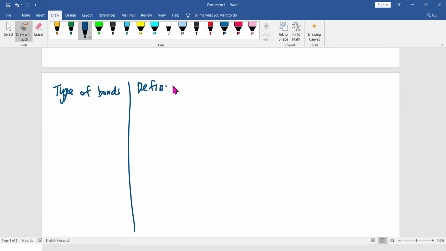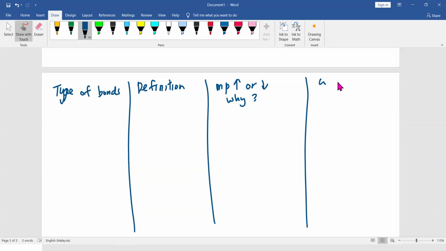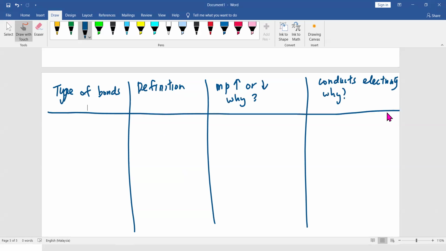definition, melting point, high or low, and then why. And then conducts electricity, and then why. Okay, so it's quite a lot of writing that you need to do.